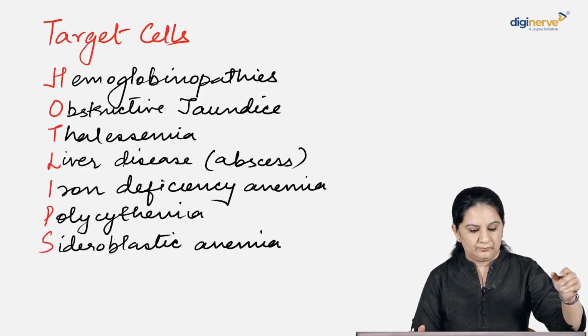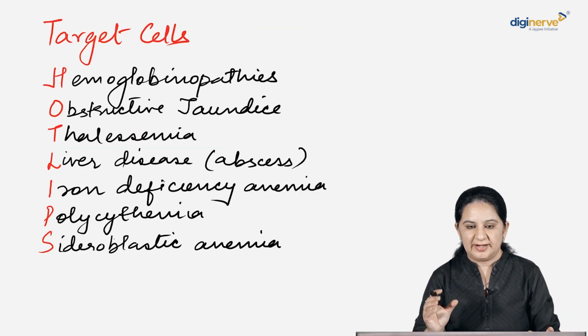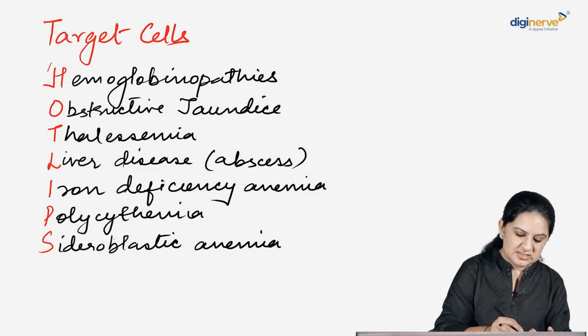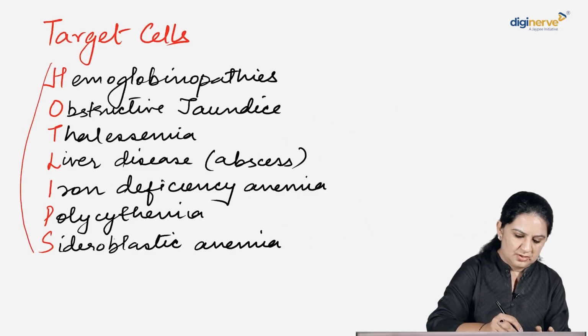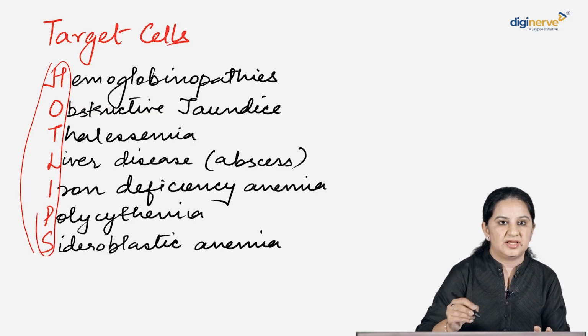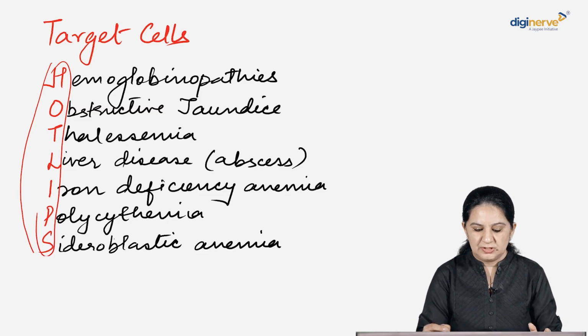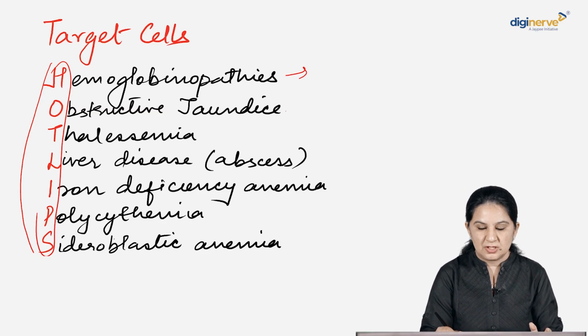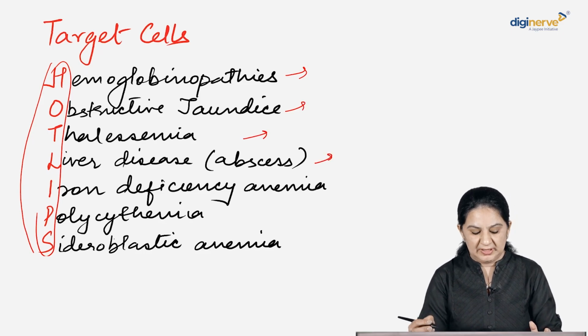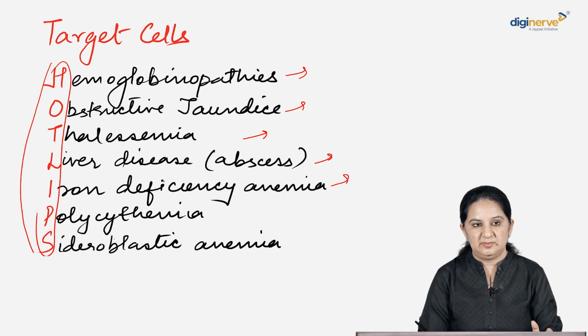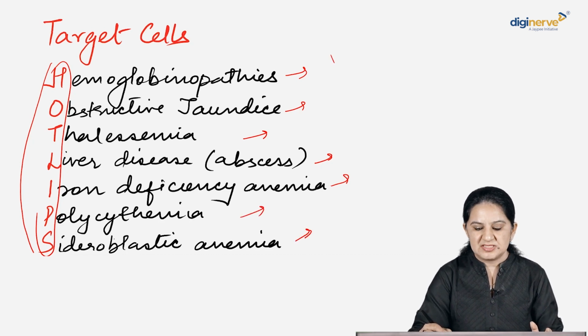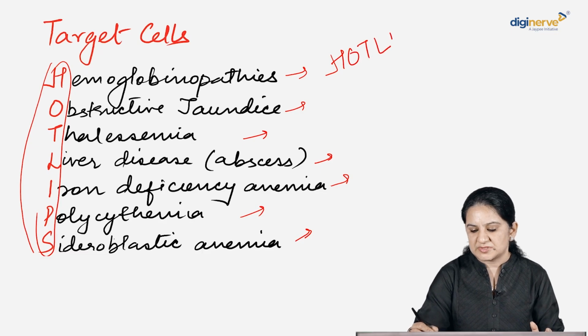Okay. So, coming to the target cells, I told you characteristic target cells in thalassemia. Target cells can be seen, please remember this, HOT LIPS: hemoglobinopathies, obstructive jaundice, thalassemia, liver disease, particularly abscess, iron deficiency anemia, polycythemia, sideroblastic anemia. So, please remember hot lips, where all you can see target cells.